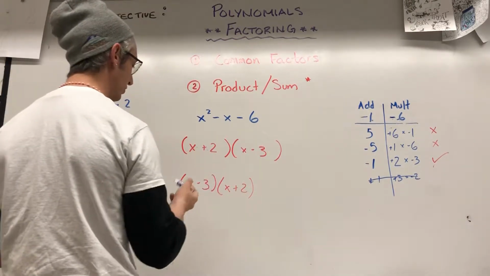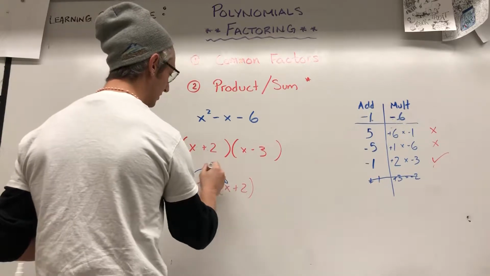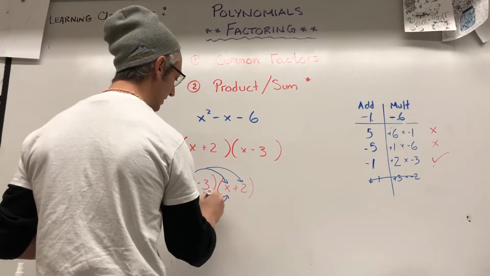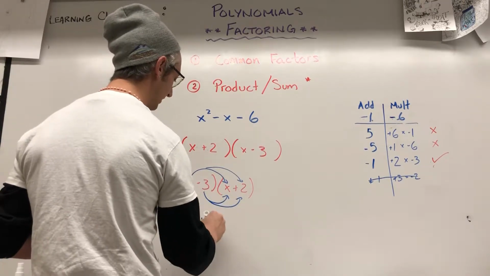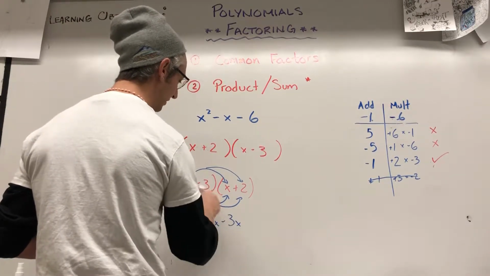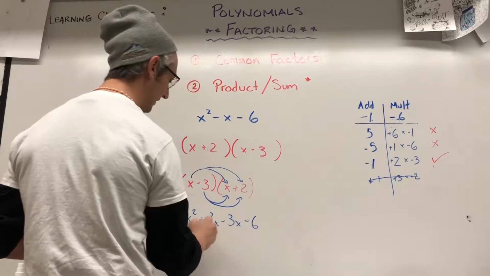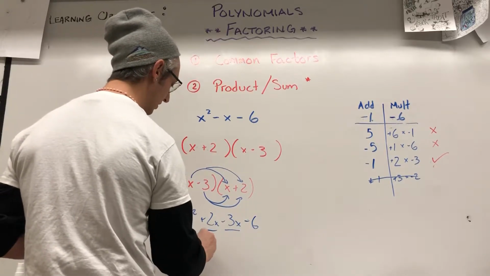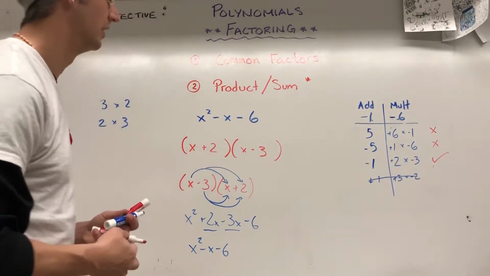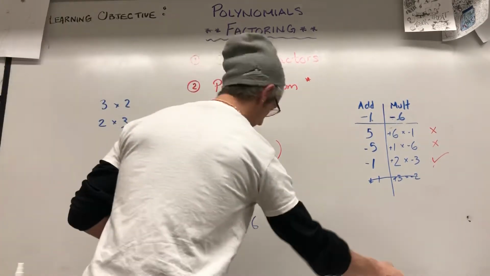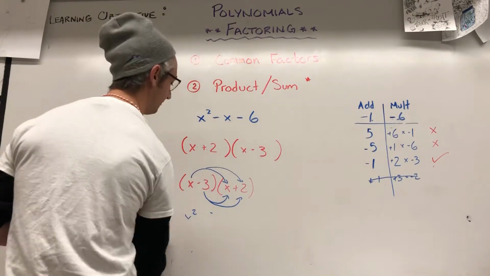And then if I go through and do the multiplication, just to check my work and make sure that I did it right, I get x squared plus 2x minus 3x minus 6. And then I combine my x's, I get x squared minus x minus 6. Okay? Let's do another one.